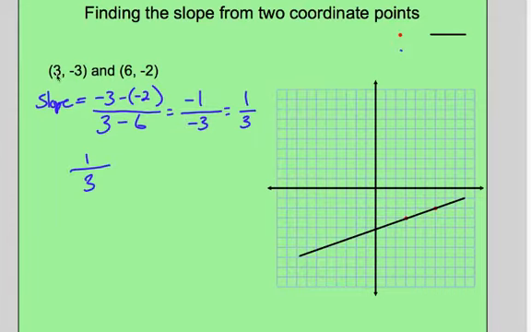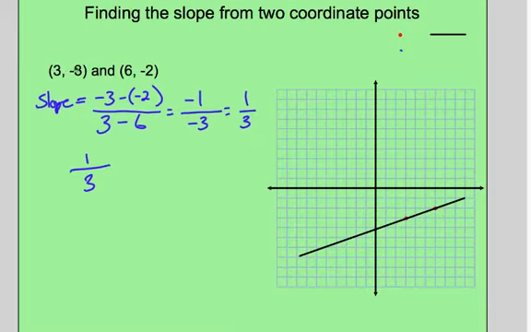So I always check it by going from 3 to 6 is going up. So when you go from 3 to 6, you're going up. And then I look at this -3. -3 to -2 is also going up because -2 is more positive. So because they're both going up, I know this is a positive slope.